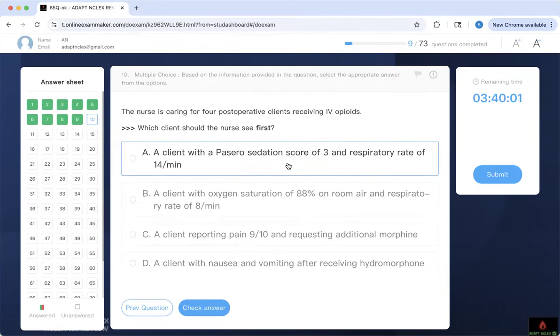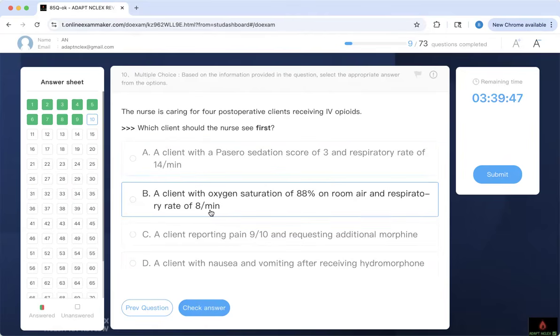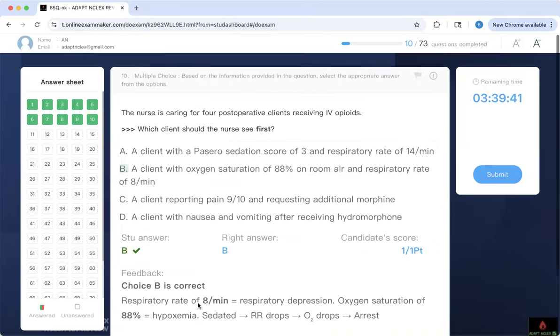1, sedation score is 3. It's bad, right? But the respiratory rate is what? 14. Don't only look at the sedation score. Even though the sedation score is 3, the patient's respiratory rate is 14. Compared to this one, the patient is hypoxic, and then respiratory rate is 8. We're going to see this one.